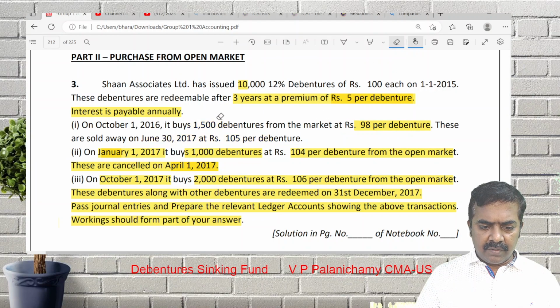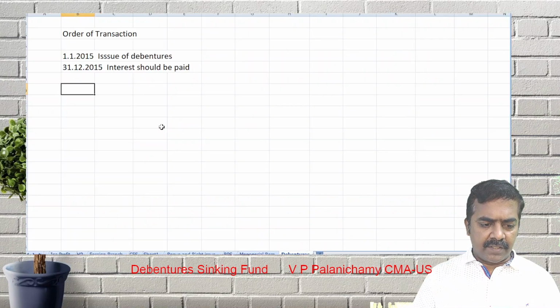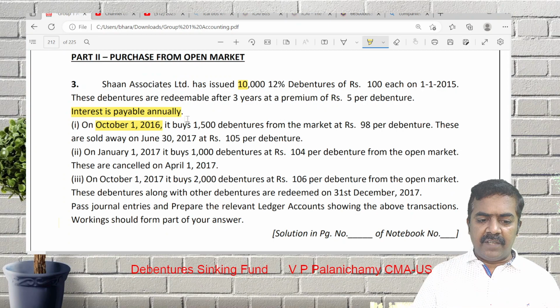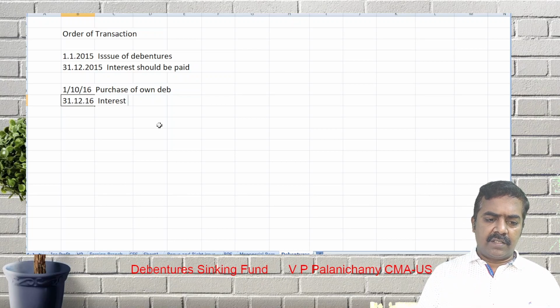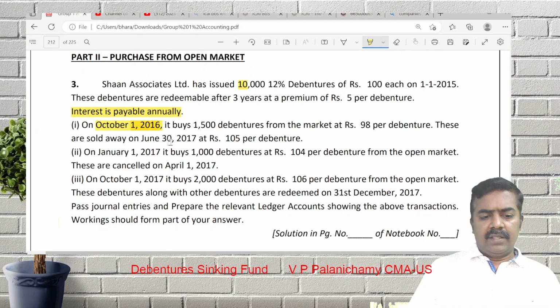Next, what do we do? When is the next transaction? October 1st 2016 we are buying debentures. What do we do on 1st October 2016? Purchase of own debentures. We did not cancel it. We purchase and keep it. Any other transaction in 2016? Yes. On 31/12/2016 we have to pay what? Interest. Interest to be paid.